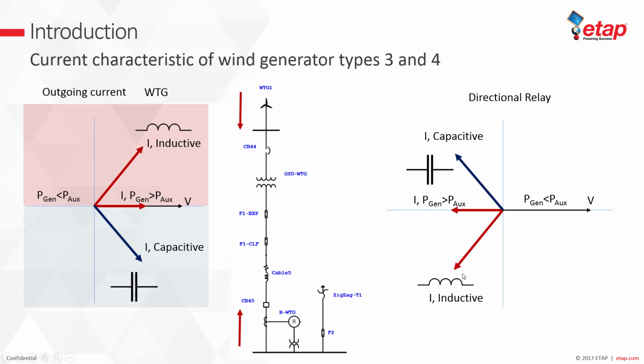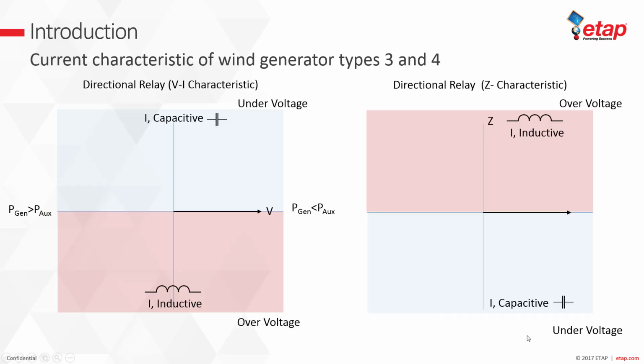So if the current is in the third quadrant, it means that the WTG is generating more than the auxiliary power, and it's behaving like an inductor, meaning it's absorbing reactive power. The same thing with the fourth quadrant. So the third and fourth quadrants are the inductive regions, and the first and second quadrants are the capacitive regions, where the WTG is injecting capacitive power to the grid. So again, we reverse the current, so we are basically negating the current in this case.